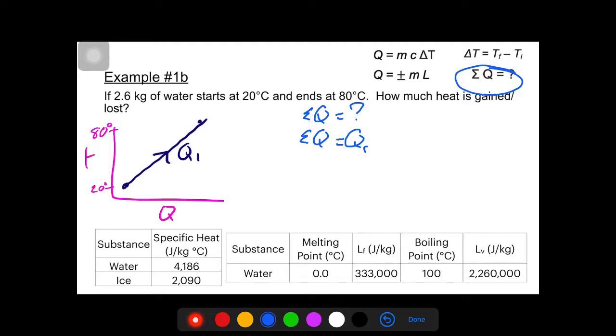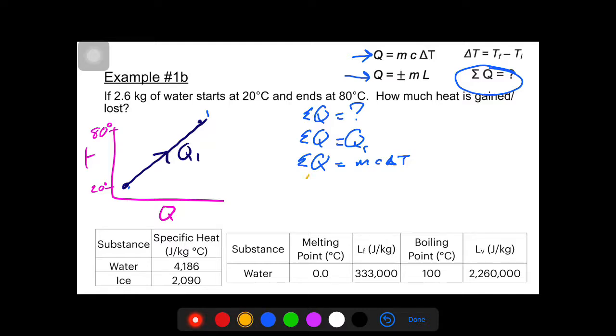So in this case, it's just Q1, and we say, well, is that the temp change or is that the phase change? And this is based upon the angled line, it's a temp change. It started at 20, it went to 80. My temperature changed. So then we can just say the sum of all my Q's is equal to MC delta T.